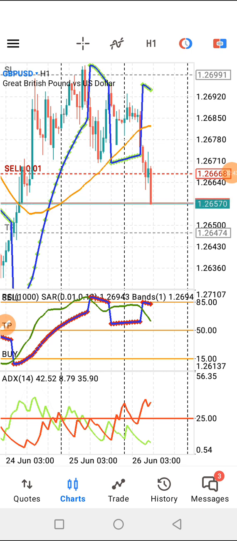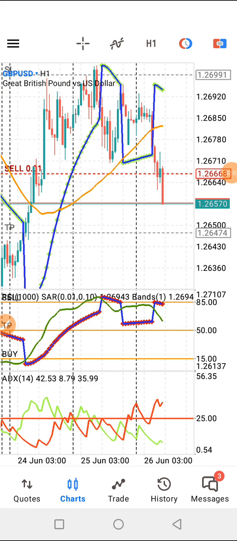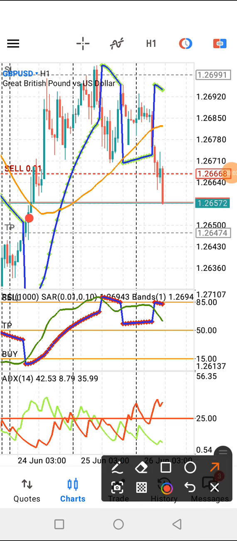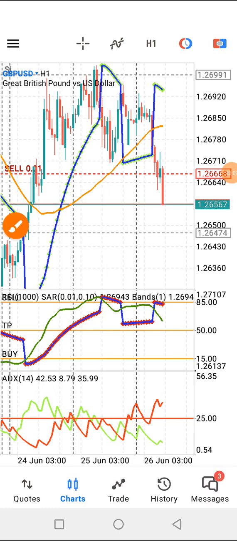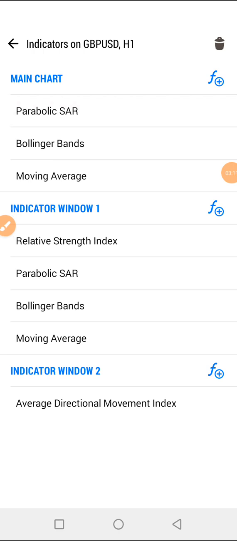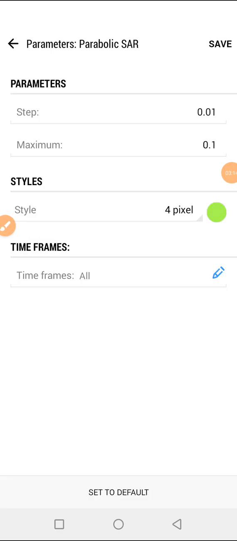So for you to do the settings, click on this icon here. Please make sure you pay attention because this video might be a bit longer. I have to explain to you in full details. Now for you to add the setup, click on this icon. It will take you to indicator settings. When you click on it, in the main chart we have Parabolic SAR. The step is 0.01, the maximum is 0.1. You can use any color of your choice. Then you click on save. That is the first one.